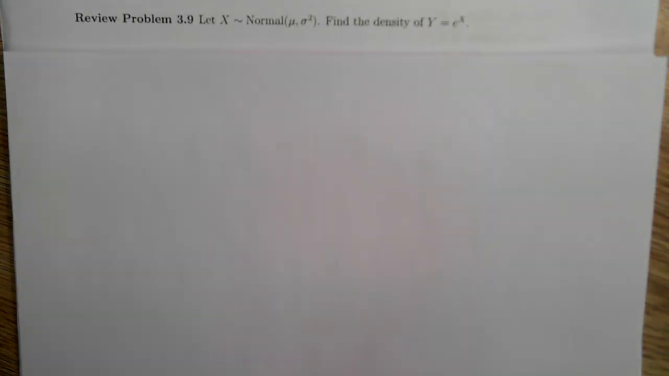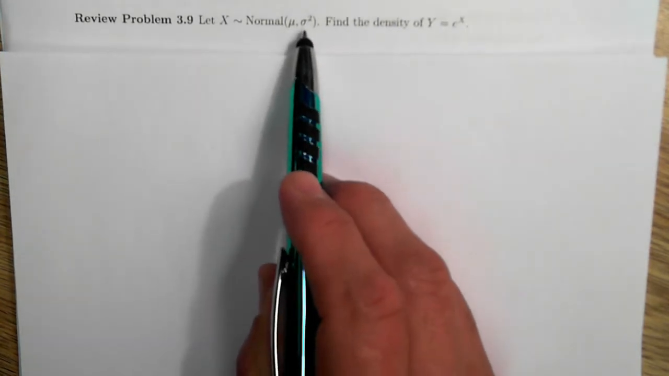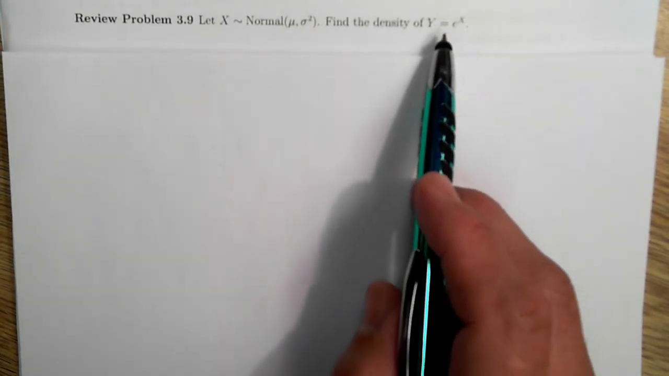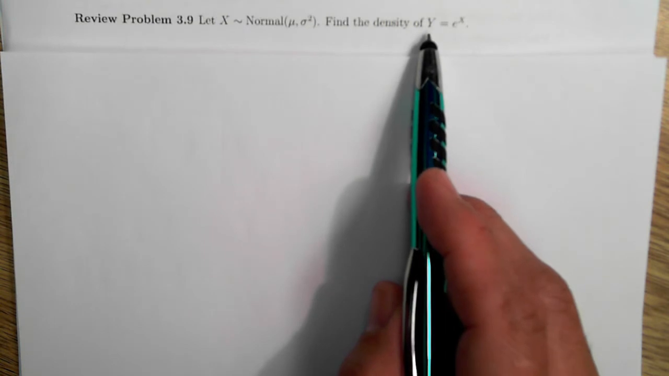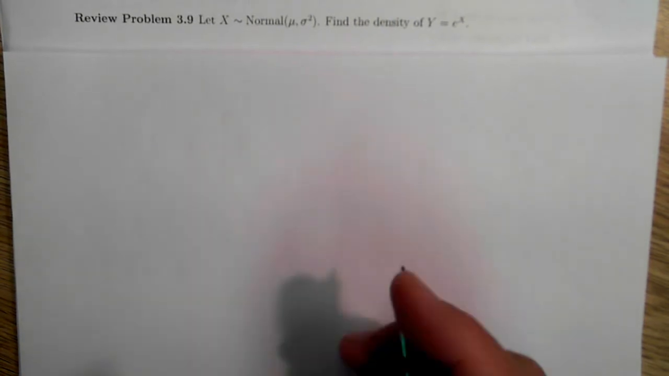All right, for this problem we have a normal random variable with mean mu and variance sigma squared. And the question is to find the density of Y equals e to the X. This is actually called the log normal distribution. If you look this up, this is called the log normal distribution.